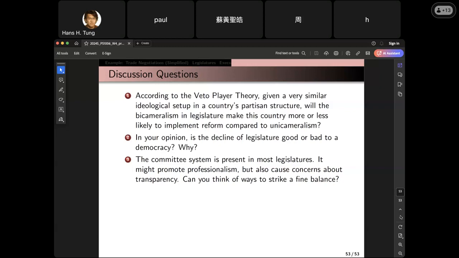And so the question is, can you think of ways to strike a fine balance between the two? On the one hand, you want to promote professionalism, but on the other hand, we also want the system to be very transparent to every member in the Congress or to everyone in the society. So again, any thoughts on this?